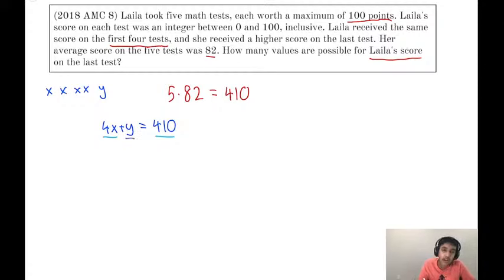Because then when we add a number that leaves a remainder of 2 when divided by 4, and a number that is a multiple of 4, you get another number that leaves a remainder of 2 when divided by 4. So that means y must leave a remainder of 2 when divided by 4. So now, what are the different possibilities?